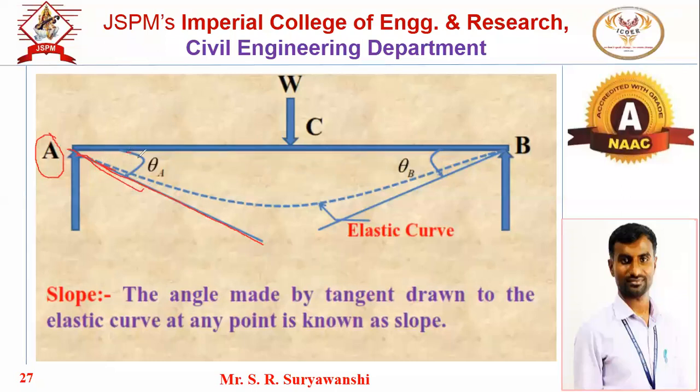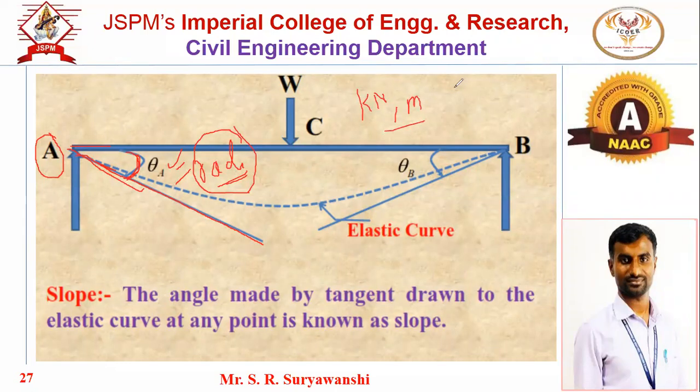So the angle made by that elastic curve with respect to the normal position is nothing but the slope. Generally that slope is given in the unit radian. After the calculation, the answer you get for the slope should be in radians. If your load is in kilonewton and the length of the beam is in meter, then your slope theta should be in radians.